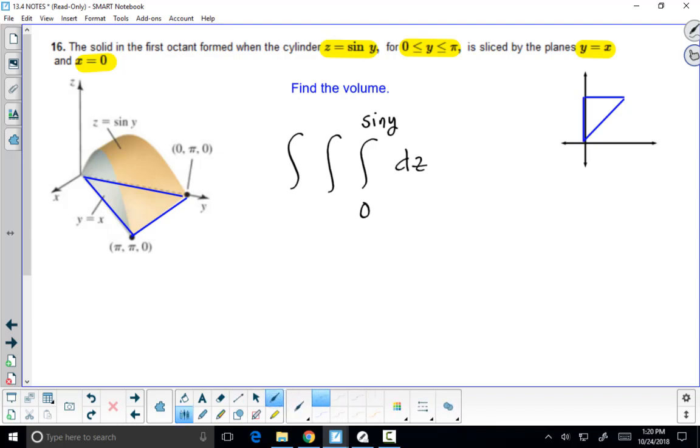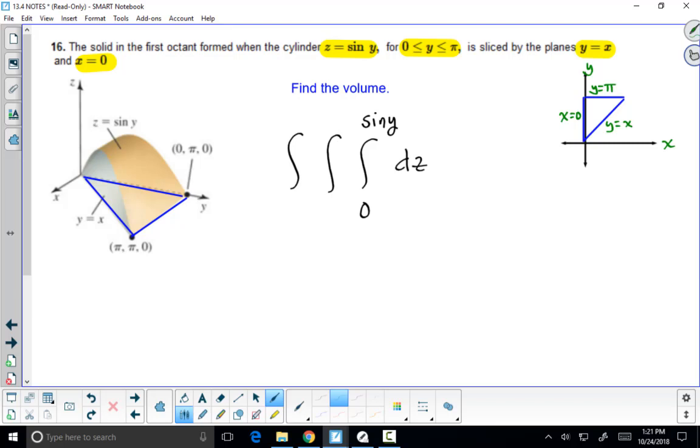So this curve right here is y equals x. This is x equals 0 on that side. And the top is, they tell us y goes from 0 to pi, so the top is y equals pi. This is in the xy plane. So that's our region that we're integrating over. We now have a choice. Do we want to integrate with a horizontal element or a vertical element? It does not matter. In this case, it's going to be pretty simple either way.